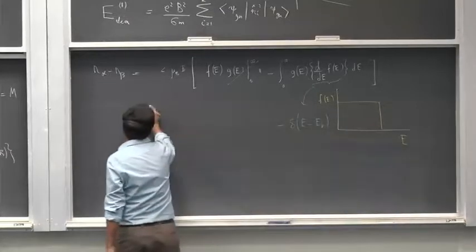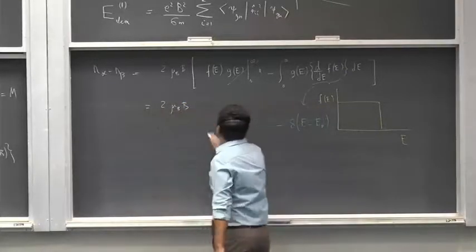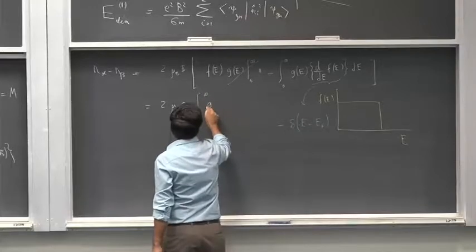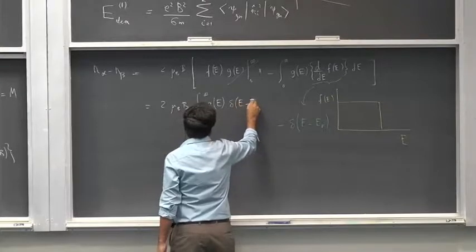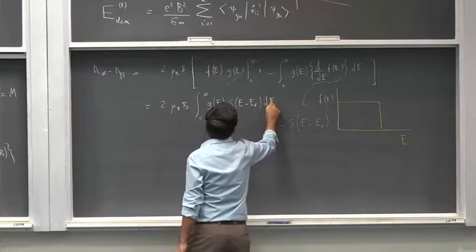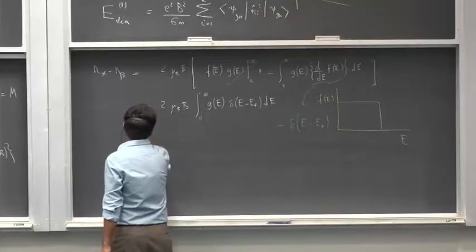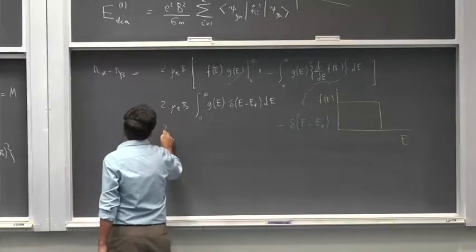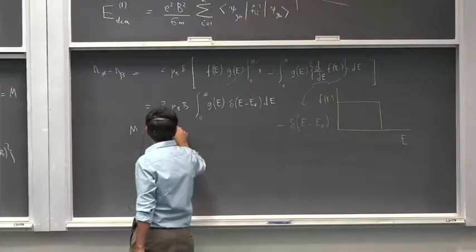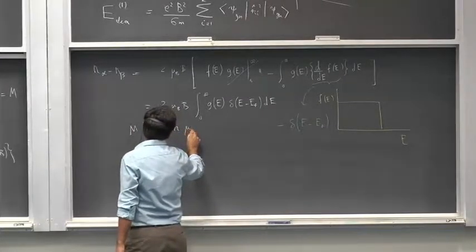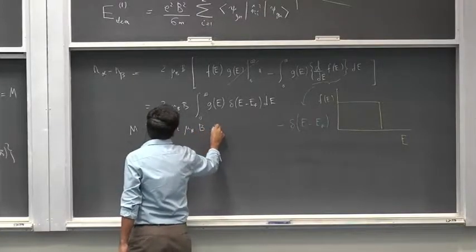So this turns out to be 2 mu B B. This minus goes away with this: the integral from 0 to infinity G(E) times the Dirac delta function of E minus E F. Now it's simple, I use the sampling property of the Dirac delta function. The magnetization is 2 times, I need to multiply this with n, small n, mu B, B, G(E F).